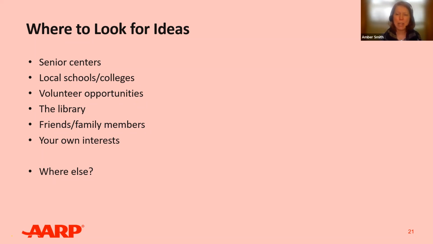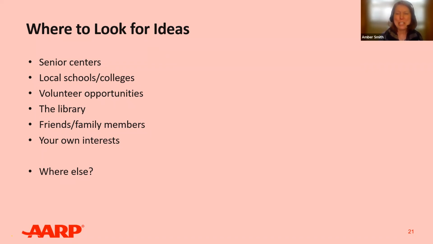So where can we look for ideas, right? We don't have to come up with all of our ideas on our own. We can look for ideas for brain engaging activities at the local senior center, at local schools and colleges. There can be volunteer opportunities, right? That's a great way to engage your brain. We could look at the library. They might have activities. We could cruise through the section. Maybe there's a new hobby there waiting for us, right? Or just a book we want to read.